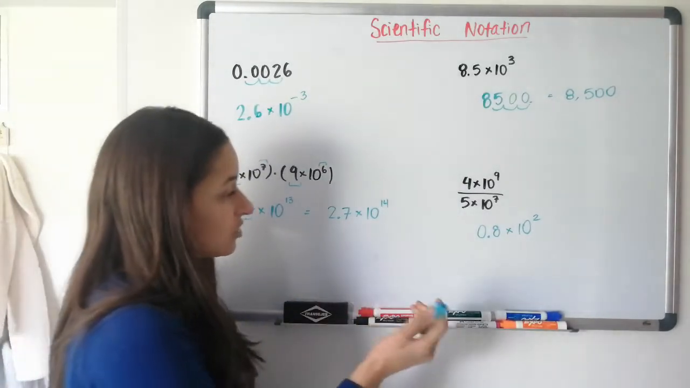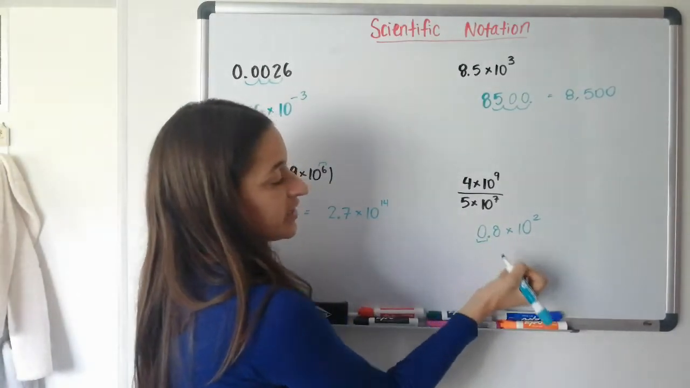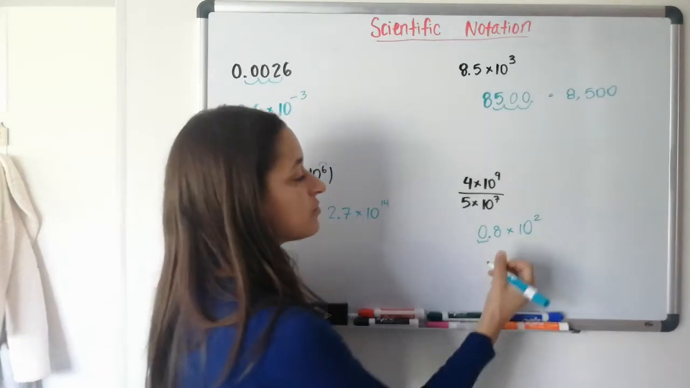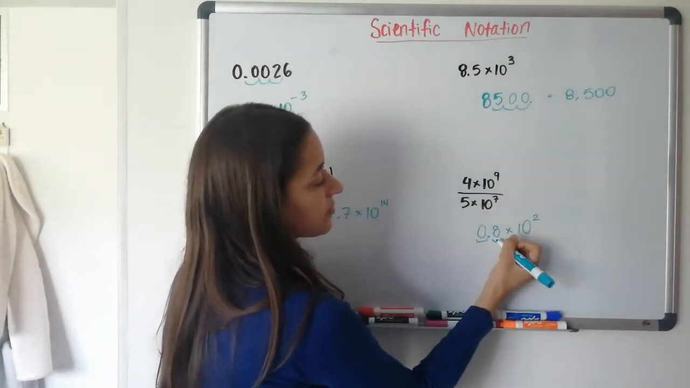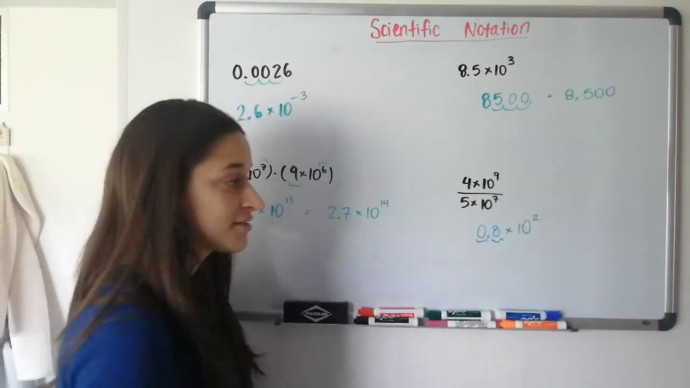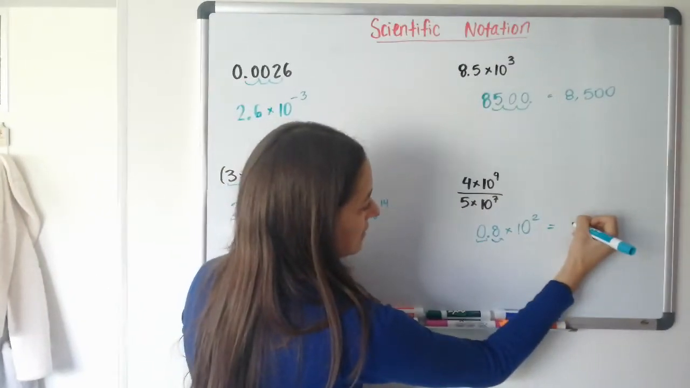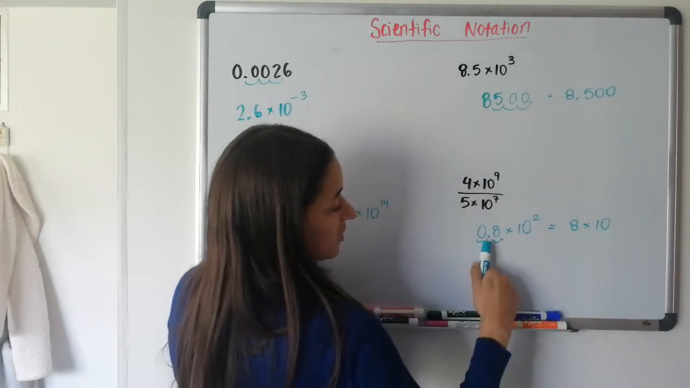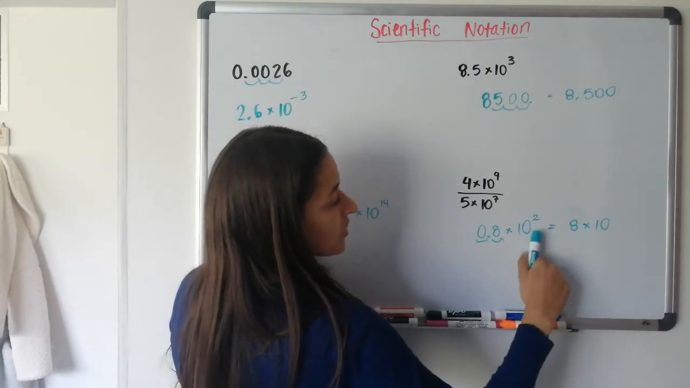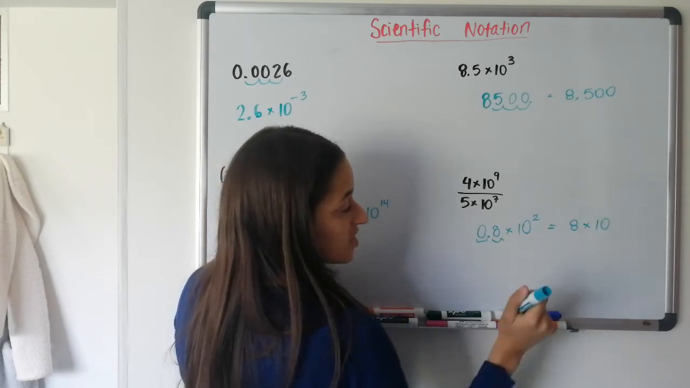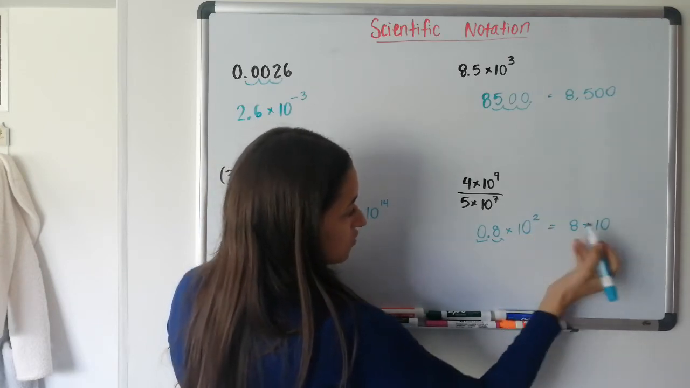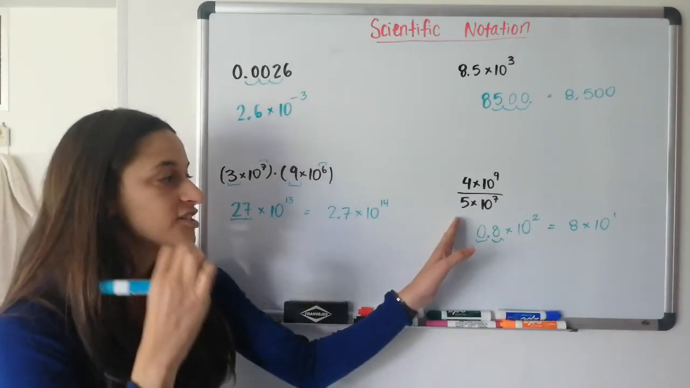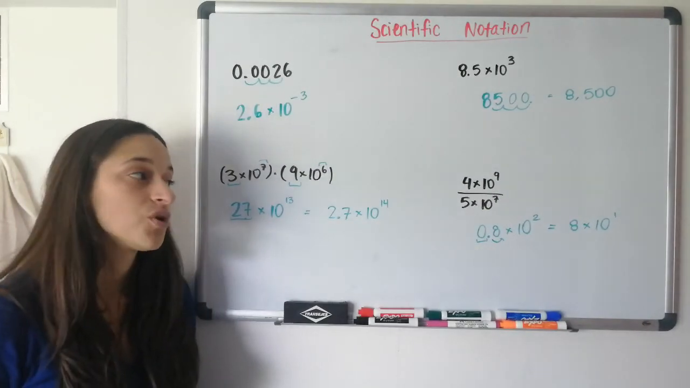But again, as here, we need here a number that is between 1 and 9, and we have a 0, which is not between 1 and 9. So we're going to have to move the decimal point 1 place to the right in order to get an 8 in front. So this is going to become 8 times 10 to the something else. So because we made this number bigger, we need to make this one smaller in the exponent by 1. So 2 minus 1 will give us 1. So the answer to this division is 8 times 10 to the 1.